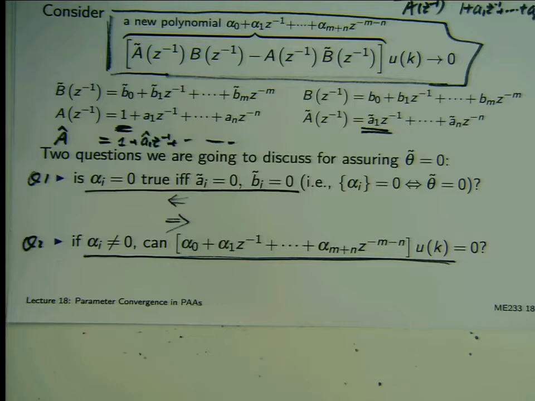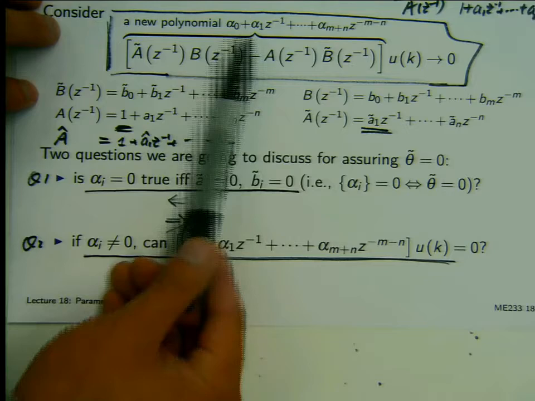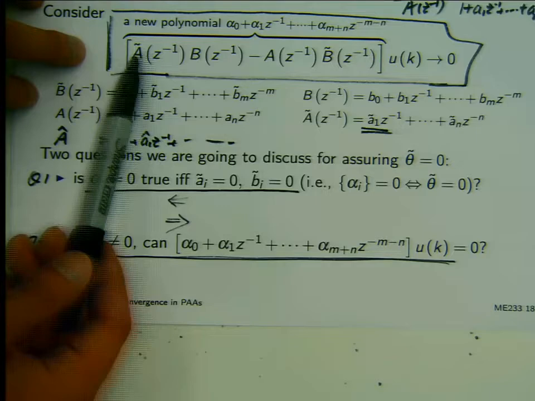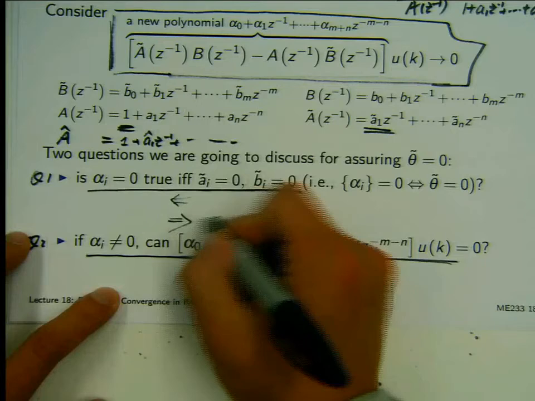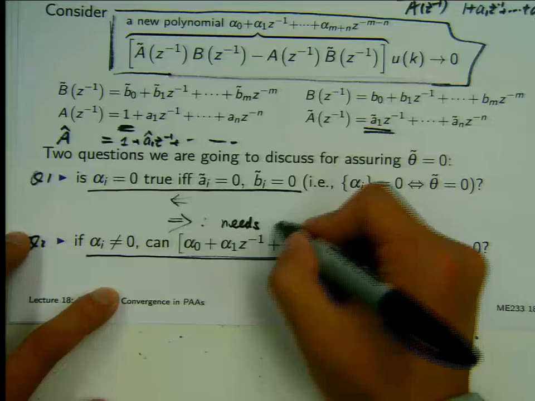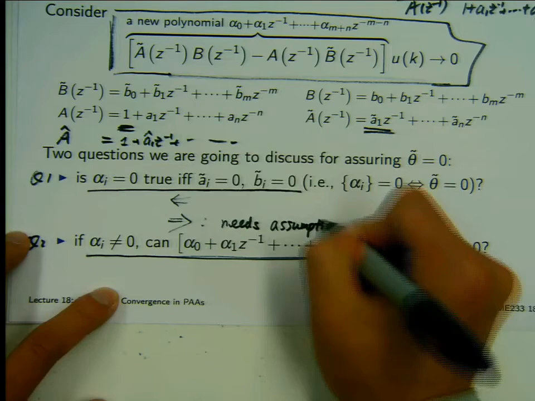If I have a polynomial whose coefficients are zero, and this polynomial is composed of this, can we guarantee these coefficients are zero? It looks tricky, right? So this direction needs certain assumptions. This is what we're going to talk about next.